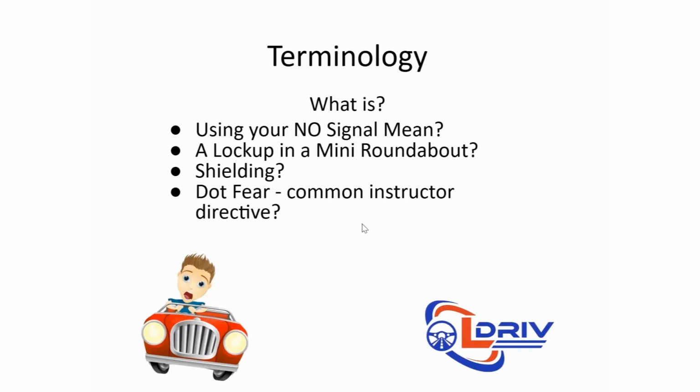And then a lockup in a mini roundabout. A lockup just basically means everybody has the right of way and nobody has the right of way. Shielding is when you use other cars. Some people call it a block when somebody blocks you, but I call it shielding because you're being shielded by another car.